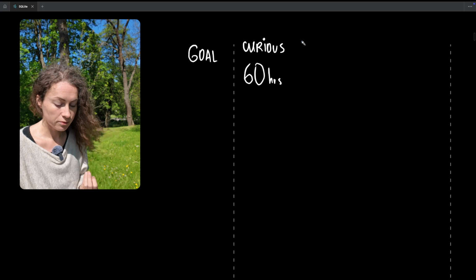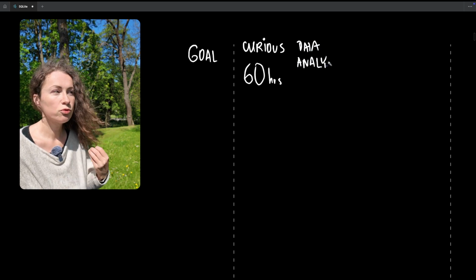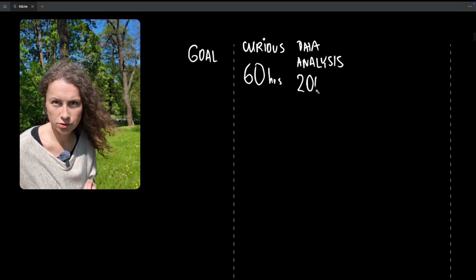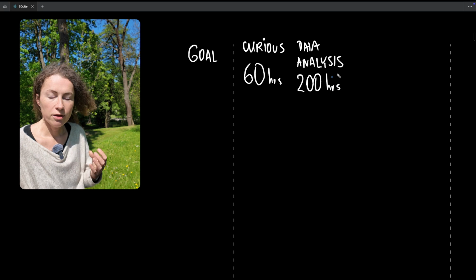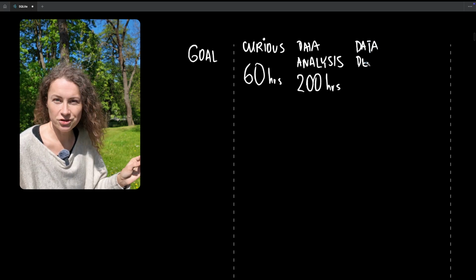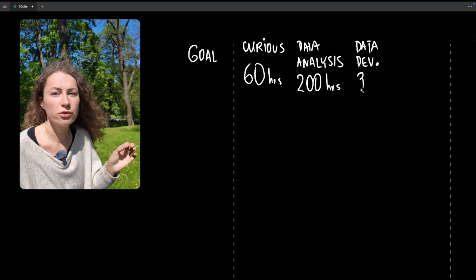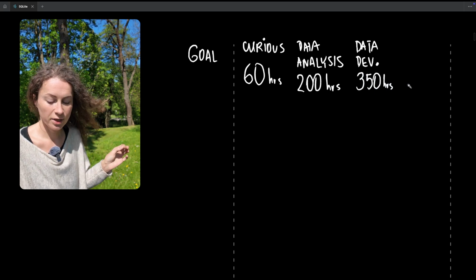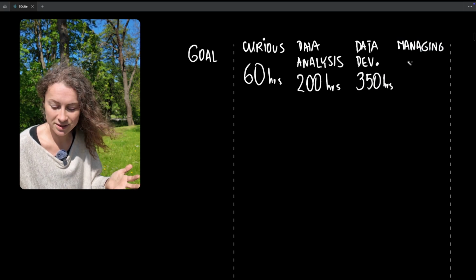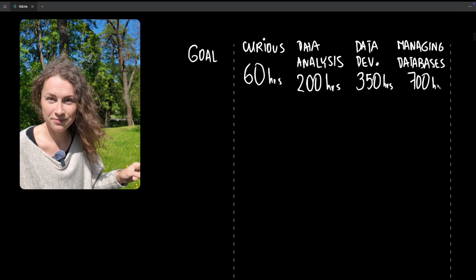Number 2, you want to use SQL for data analysis purposes and use it regularly and professionally. Your starting point is 200 hours. Number 3, you are a data adjacent developer, an engineer who needs SQL to build apps. Your starting point, 350 hours. Number 4, you want to be an expert at managing database systems. You're looking at about 700 hour starting point.